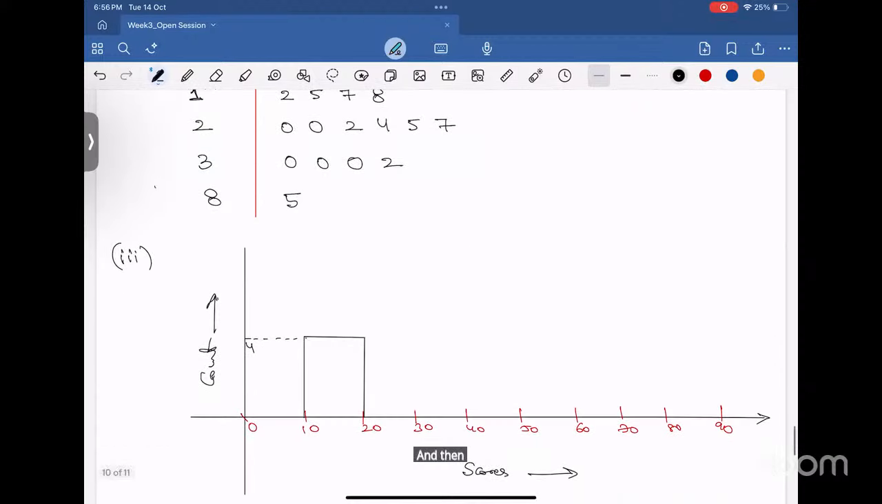And then what? From 20 to 30, there are 1, 2, 3, 4, 5, 6 data points. So now we have to construct a rectangle of height 6. And width will be the same. Right, so this will do 6. And then from 30 to 40, there are 4 data points. Again, it will do like this.